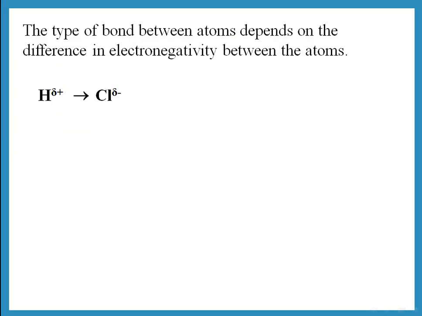The type of bond between the atoms depends on the difference in the electronegativity between the atoms. So if one of them is more electronegative than the other, then this is a polar bond, because we said between hydrogen and chlorine, you have a difference of about 1 or 0.9. So chlorine is more electronegative than hydrogen, so this is slightly polar.